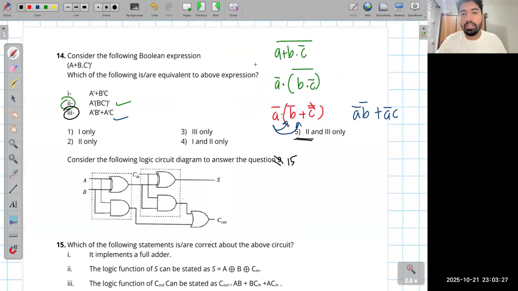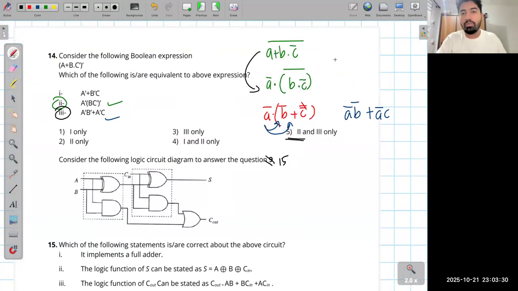Okay, so you took it. I divided it using De Morgan's law. De Morgan's law. Okay, and you use it again, you divide it, and using the redundancy law, I multiply.